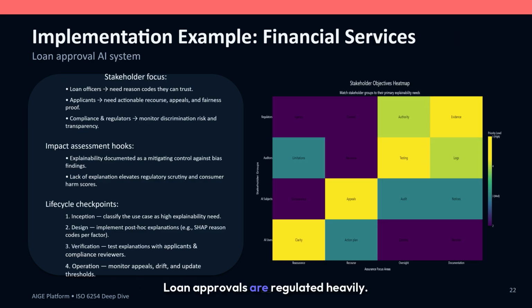Loan approvals are regulated heavily. Loan officers need reason codes they can trust. Applicants need actionable recourse and fairness proof. And compliance teams monitor discrimination risk. The flow diagram shows how stakeholder needs drive controls and lifecycle work.